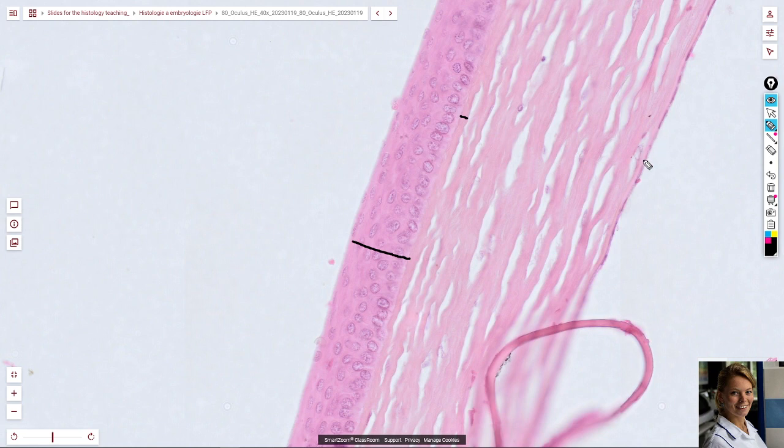This is also a pink, eosinophilic thin layer here. These white gaps are artificial artifacts which formed during the histological processing. So this is cornea.